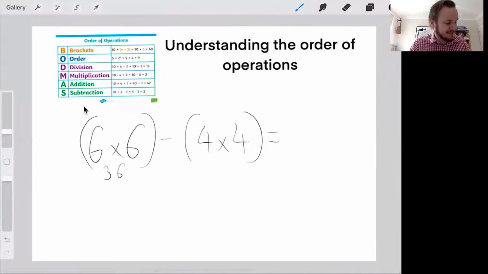I'm going to solve the brackets first. So 6 times 6 is 36. Don't do the minus yet. I go to the other set of brackets and do 4 times 4 is 16. Then 36 take away 16, the answer should be 20. Now, if you just did 6 times 6 is 36, minus 4 is 32, times by 4, you would get a completely different answer, okay?